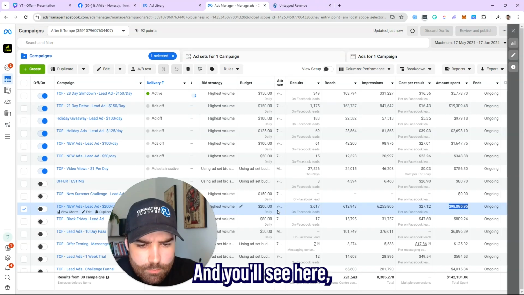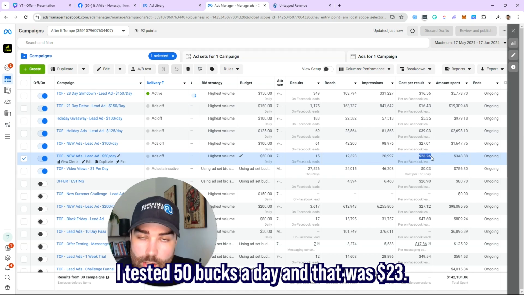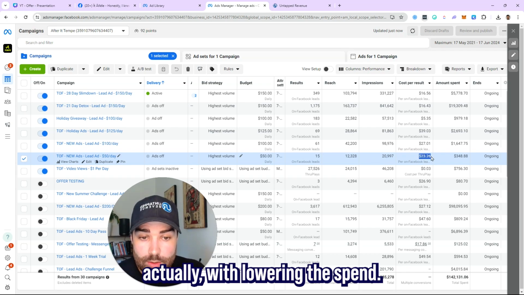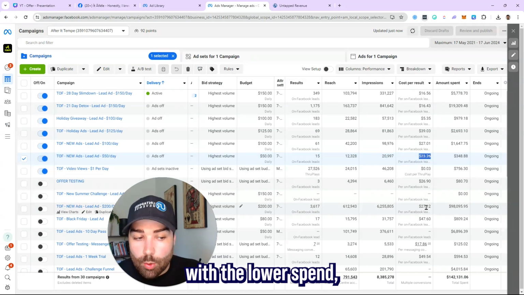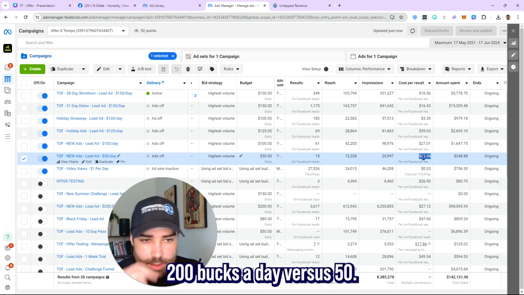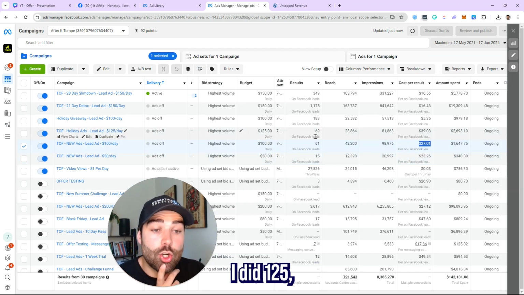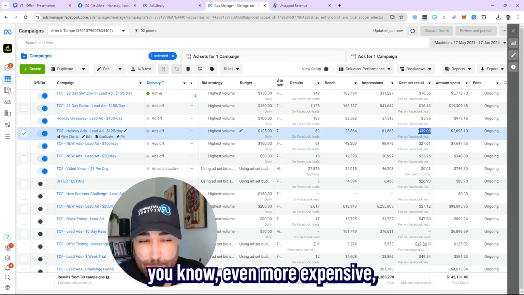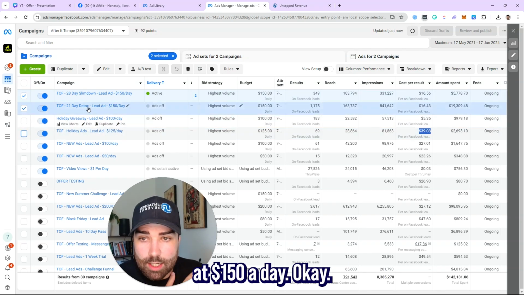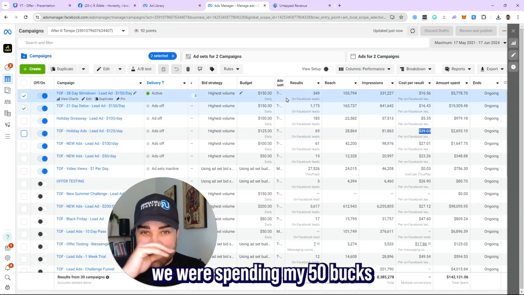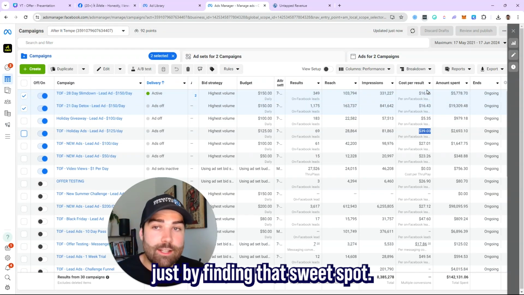And you'll see here, this is some recent tests that we've been rolling out. I tested 50 bucks a day, and that was $23 leads. So the cost came down actually with lowering the spend. However, in this case, with the lower spend, the volume wasn't there when we were spending 200 bucks a day versus 50. So then I did 100, same cost per lead as before. I did 125, even more expensive, 40 bucks a day. Okay. And then we found this sweet spot at $150 a day. Okay. So I dropped the amount we were spending by 50 bucks, and our lead cost dropped by almost 50% just by finding that sweet spot.